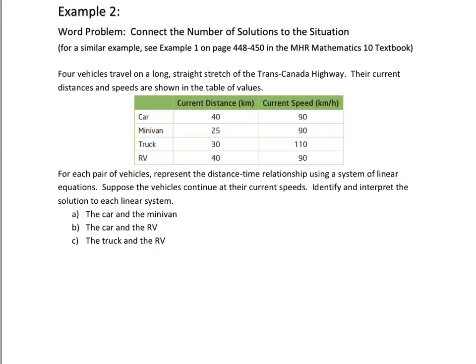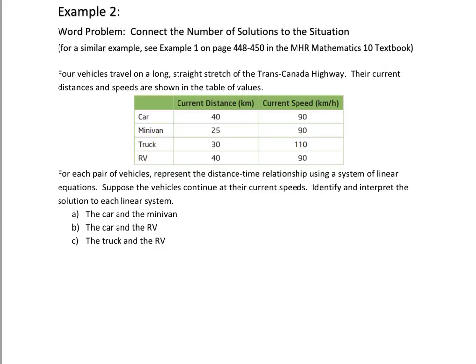In this example, we have 4 vehicles traveling along a straight stretch of the Trans-Canada Highway. Their current distances and speeds are shown in the table. We have 4 different situations: a car, a minivan, a truck, and an RV. It gives us the current distance, probably from the starting point of each vehicle, and the current speed in kilometers per hour. For each vehicle, we want to represent it as an equation, a distance-time relationship, using a system of linear equations for each pair of vehicles.